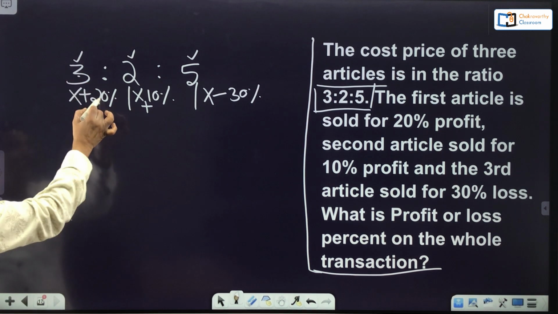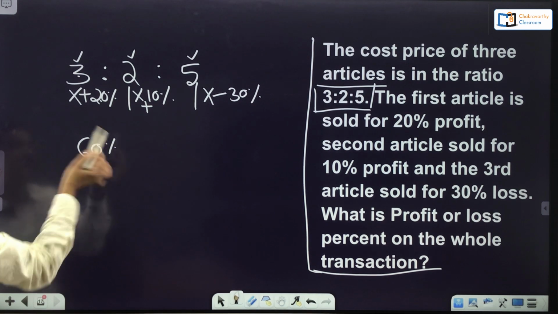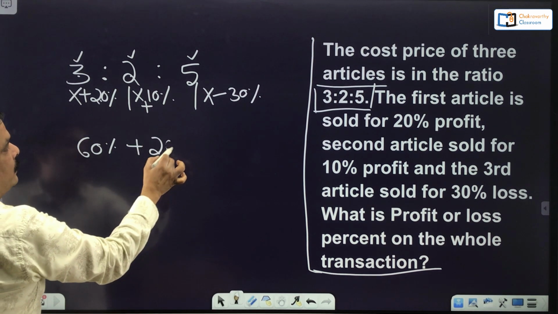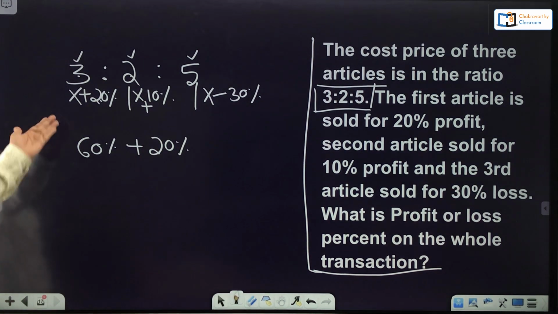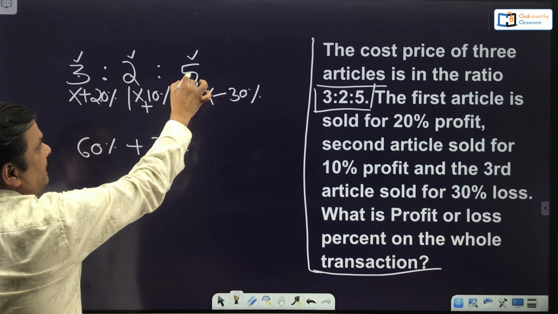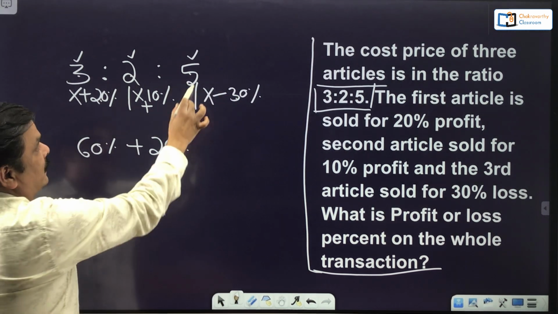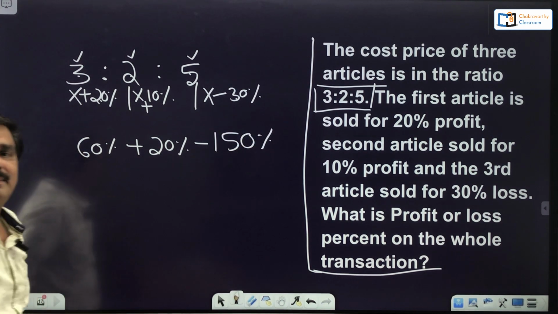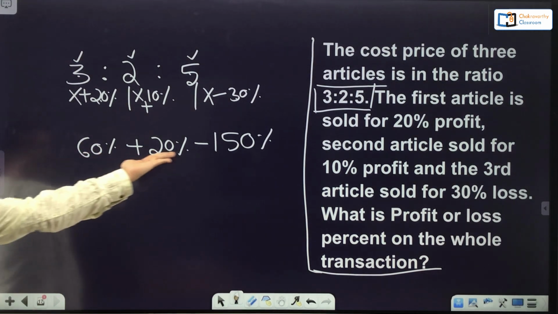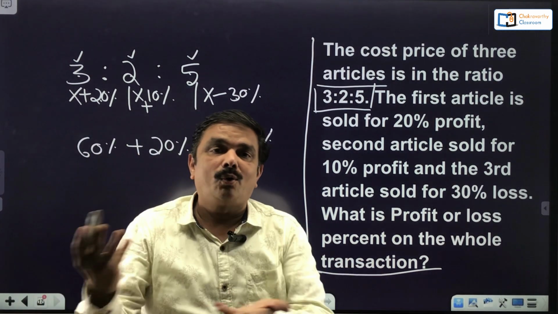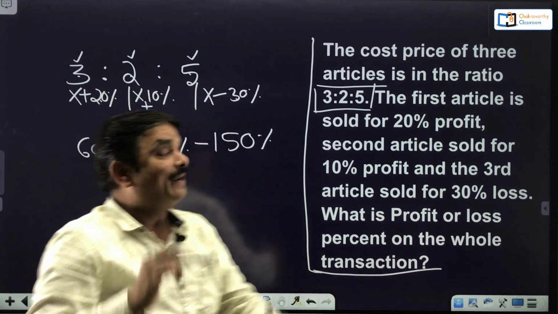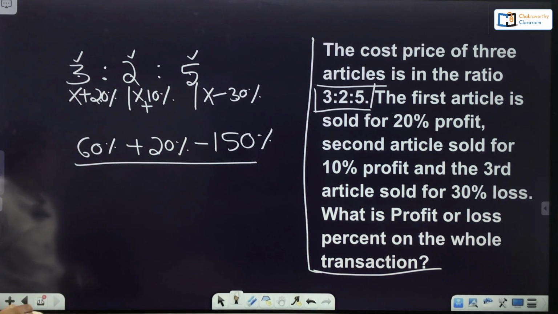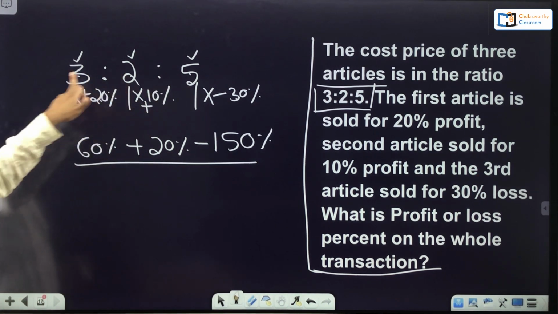Now here 3 into 20%, this is 60%, plus this is 2 into 10%, that is 20%. Next, this is 5 into minus 30, so this is 150, but this is minus, I'm taking minus 150%. If you get any confusion, don't take the percentage symbol also, because anyway finally you are going to get the answer in percentages only. Now weighted average method here, 60 plus 20 minus 150 divided by total, how many are there? 5 plus 2 plus 3.